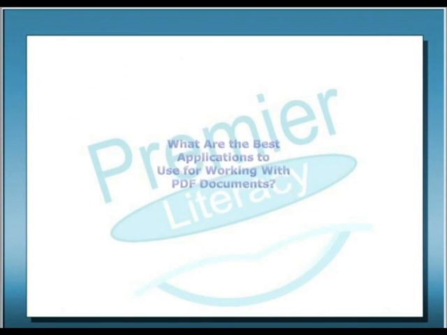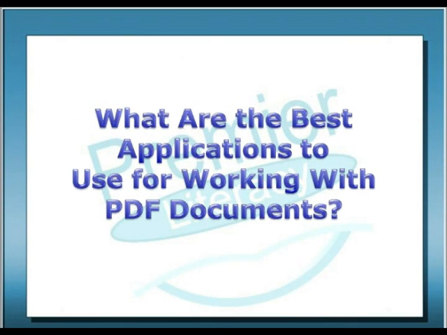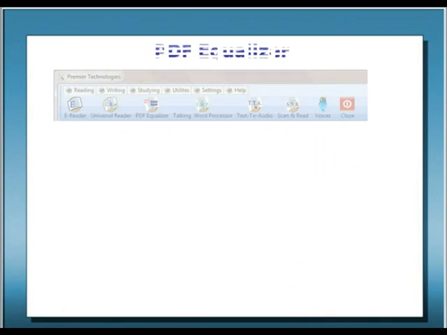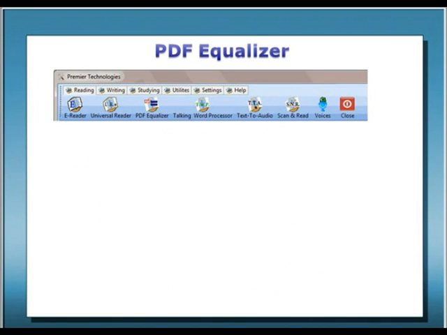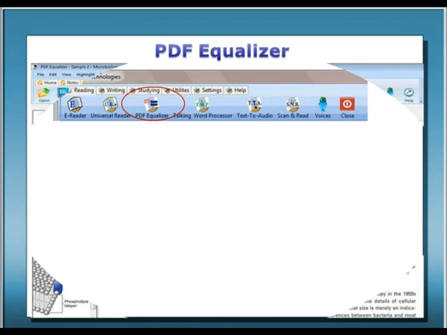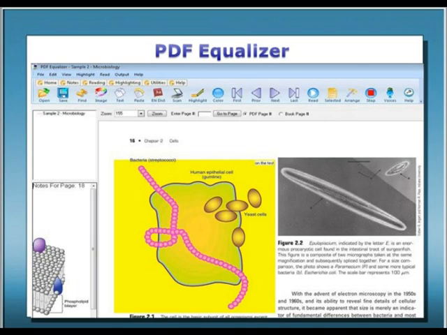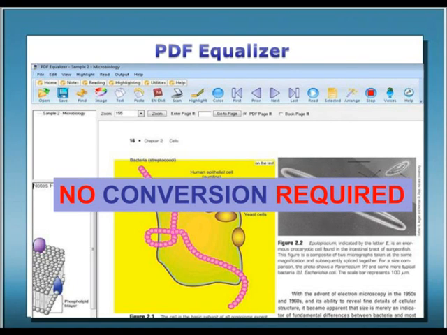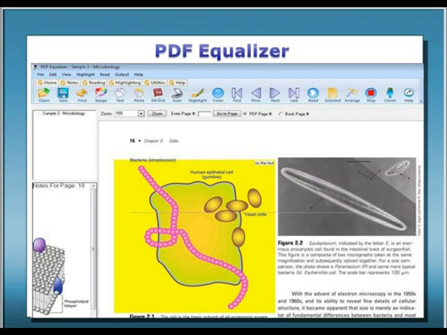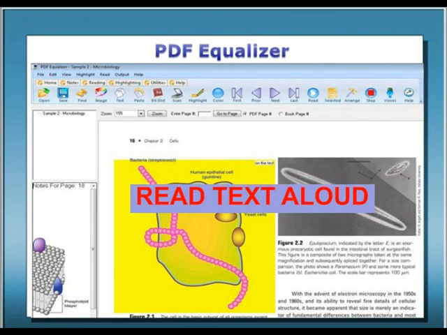Which applications are best suited for working with PDF files? As mentioned earlier, publishers are increasingly providing digital books in PDF format as a standard means of content delivery. Due to the special nature of the PDF format, Premier has created PDF Equalizer to be able to work directly with PDF files without having to go through any conversion process. This means that you will be able to access PDF files in their original format and maintain the integrity of text and graphics layouts. As with our other products, PDF Equalizer is able to read text aloud to you.